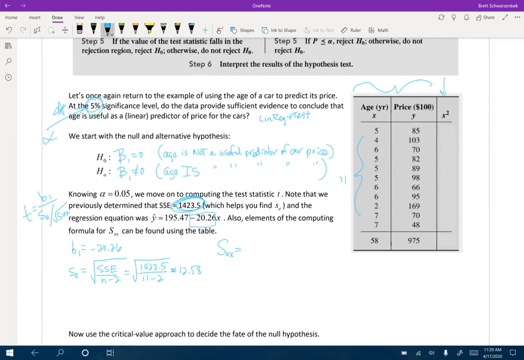So let's rewrite the formula. We need to take the sum of all the xi squareds minus the sum of all the xi's quantity squared over n. In order to do that, we need an x squared column. So we just have to square all our x's: 25, 16, 36, 25, 25, 25, two 36s, a 4, and two 49s. We add that all together, and we're going to get 326, which is the sum of all our xi squareds. So that's our first number, 326.